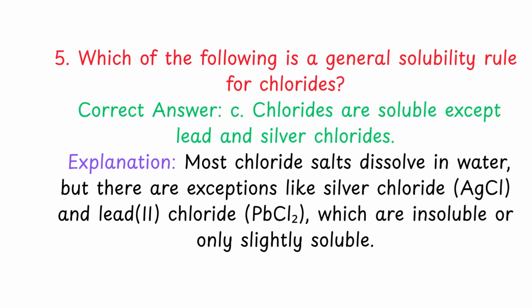5. Which of the following is a general solubility rule for chlorides? Correct answer, C. Chlorides are soluble except lead and silver chlorides. Explanation. Most chloride salts dissolve in water, but there are exceptions like silver chloride, AgCl, and lead chloride, PbCl2, which are insoluble or only slightly soluble.